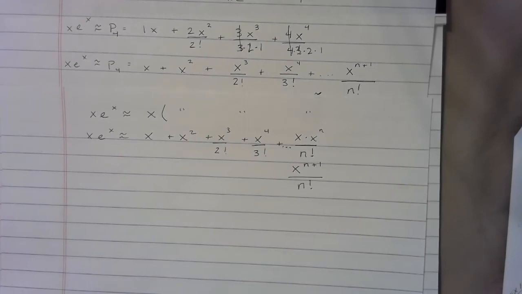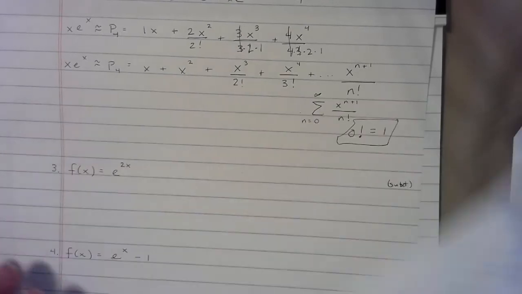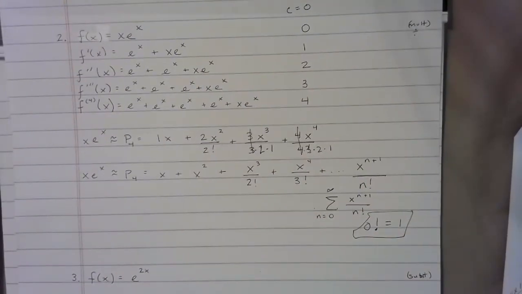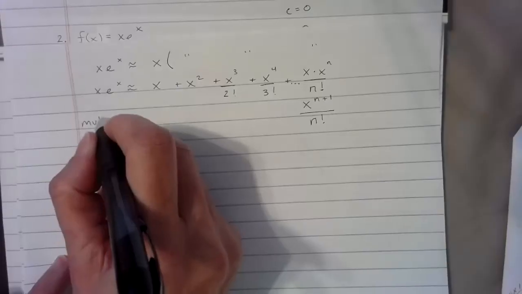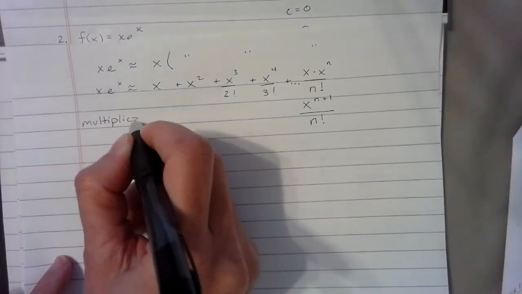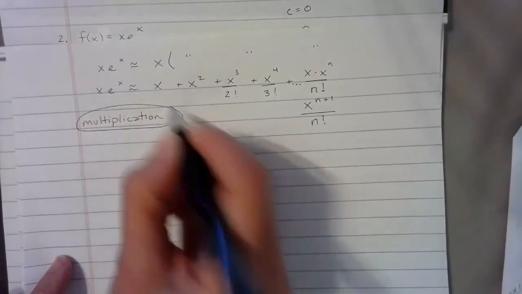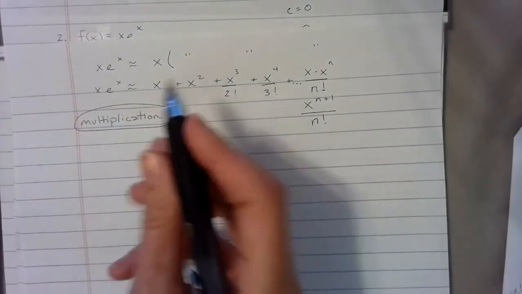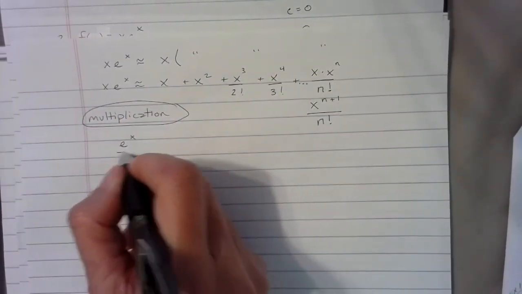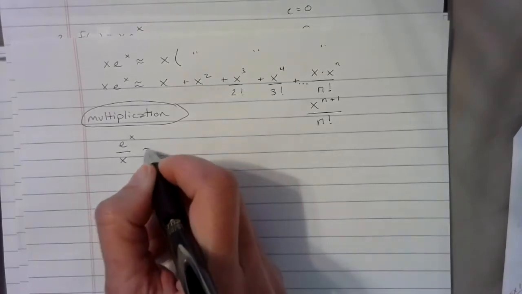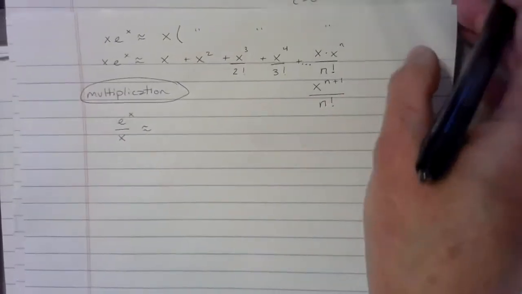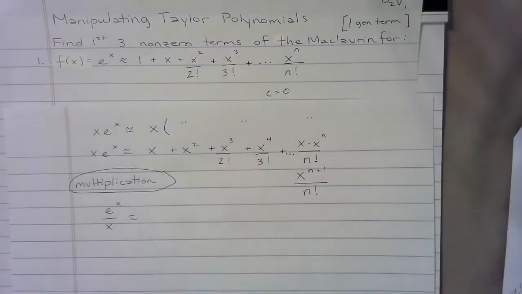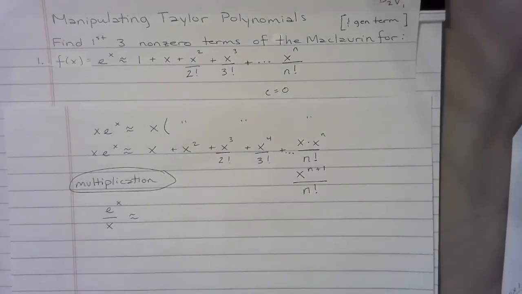So if you want x e to the x, you can just take x and distribute it through to your series. That's called a multiplication. And I'll write that here. It also works if I wanted this, e to the x divided by x. I could just take every term in this original series and divide it by x. Okay, that would be a division.